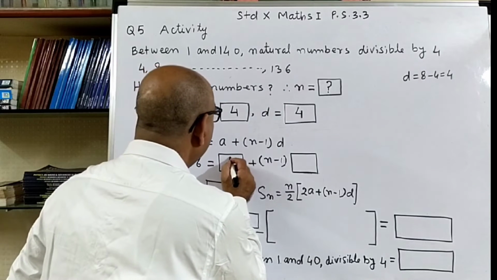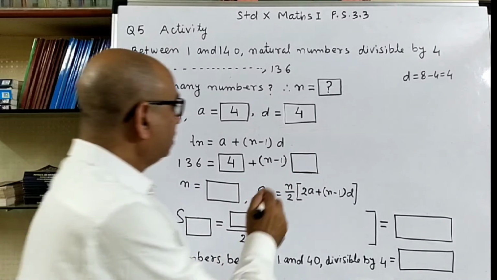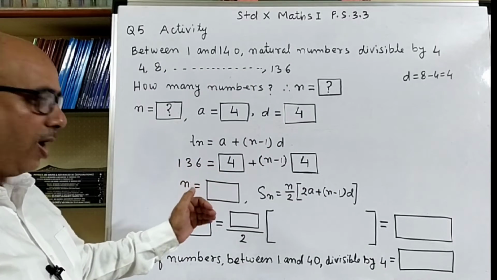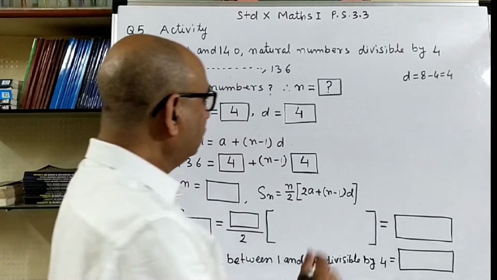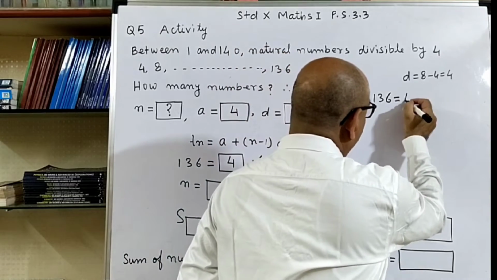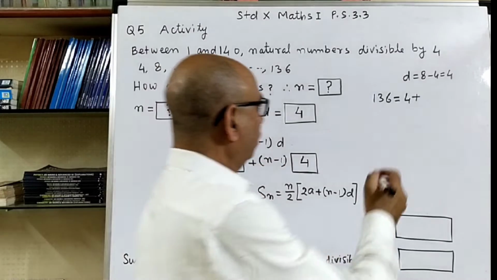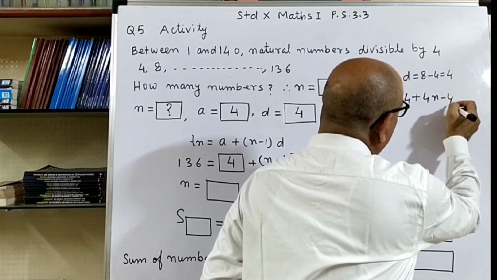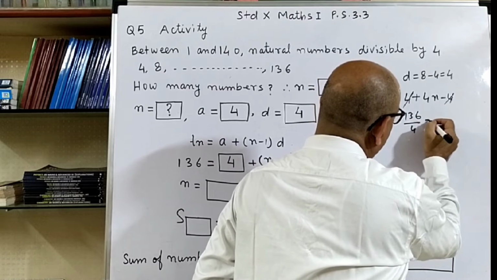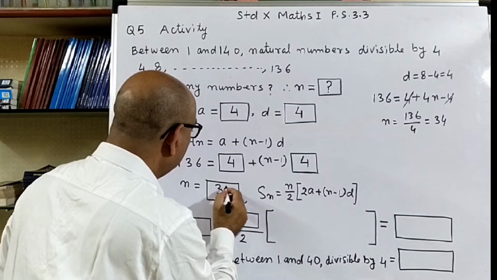We have to put the value of a, that is 4, then n we have to calculate, minus 1 into d. d is also 4. From this we have to find out the value of n. That means here we can calculate it as 136 is equal to 4 plus n minus 1 into 4. When we open this bracket, it will become 4n minus 4. The 4 and minus 4 cancel out, and n is equal to 136 upon 4. n is equal to 34.